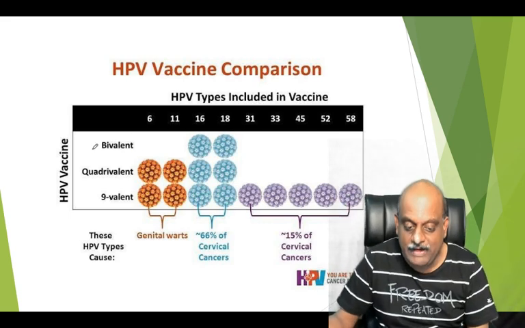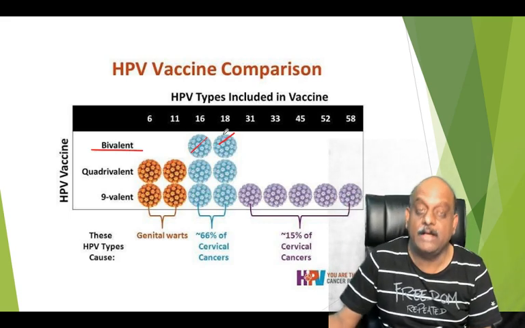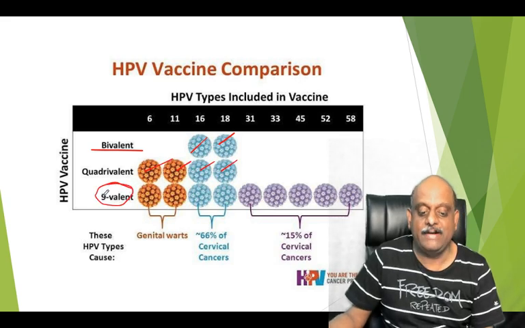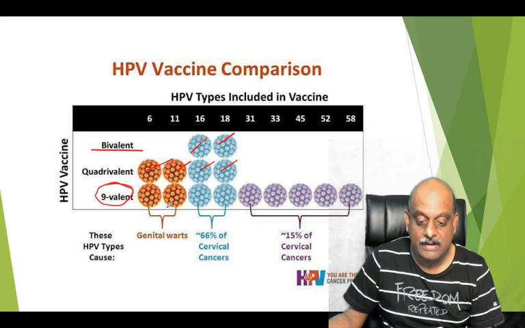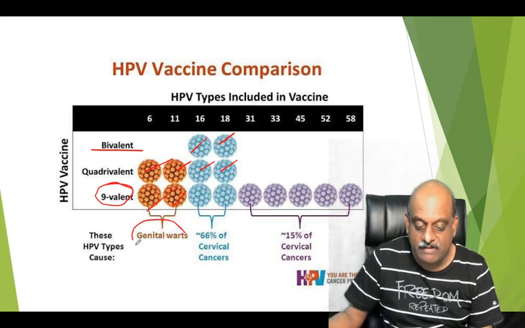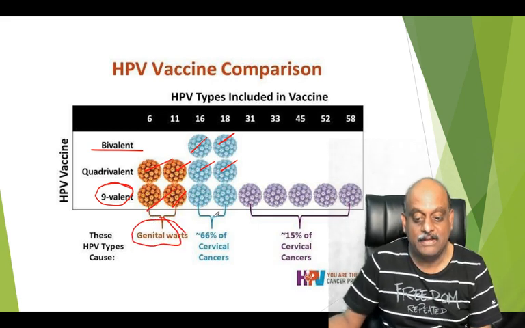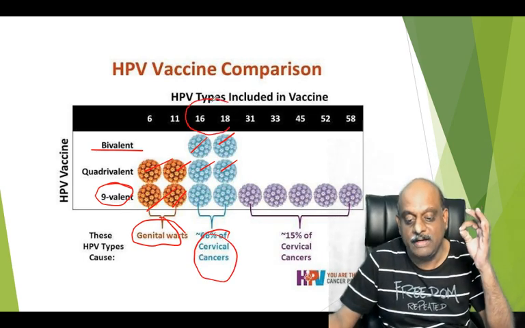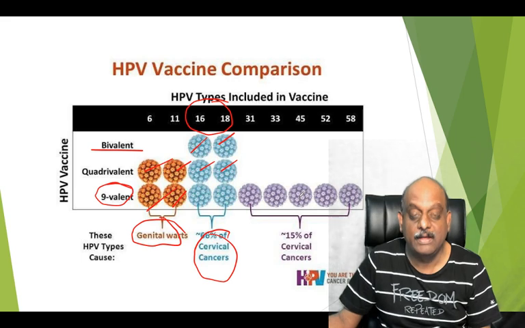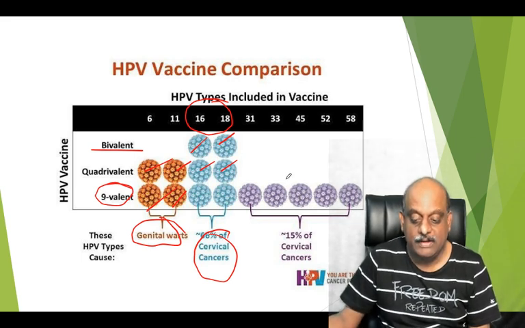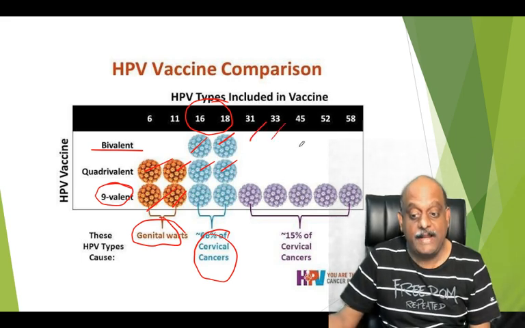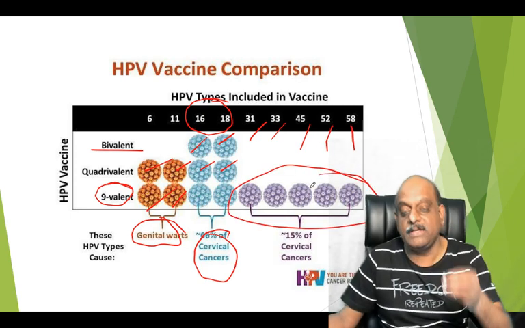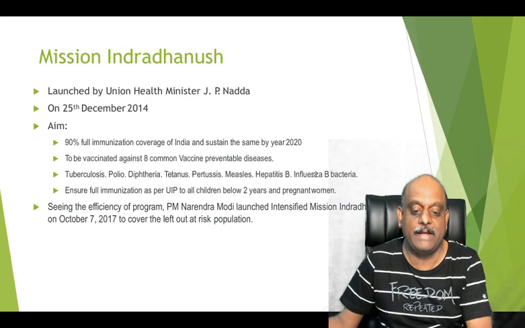So a bivalent vaccine includes 16, 18. Quadrivalent, 6, 11, 16, 18. In the 9-valent vaccine also 6, 11. 6, 11 is for genital warts. 16, 18 mainly responsible for cervical cancer. Then 31, 33, 45, 52, 58, they are responsible for 15% of the cervical cancers.